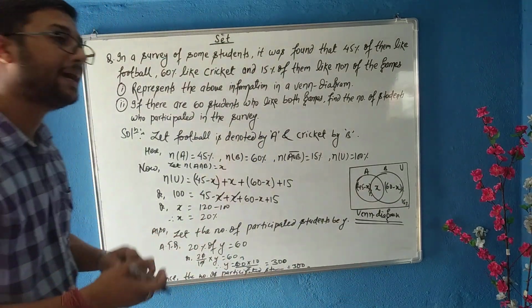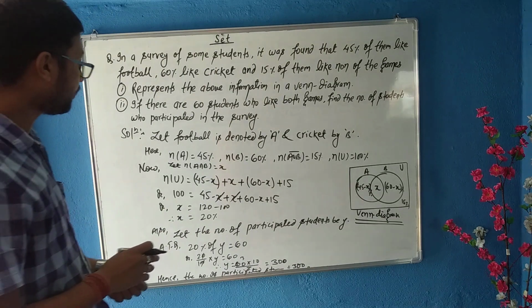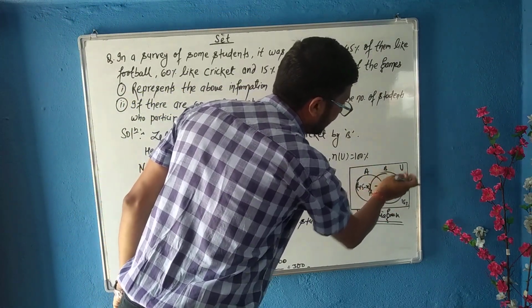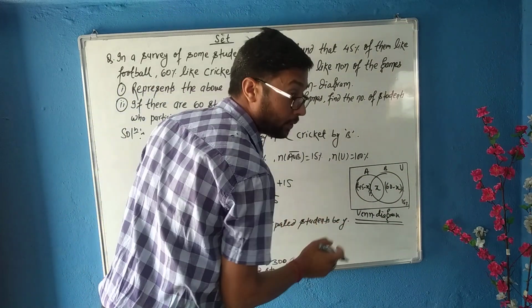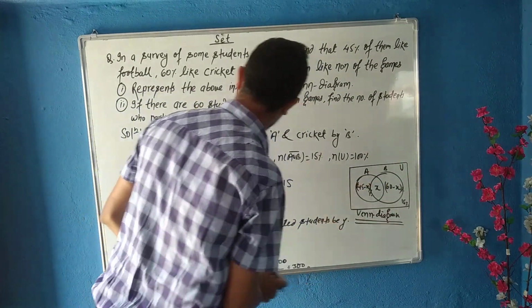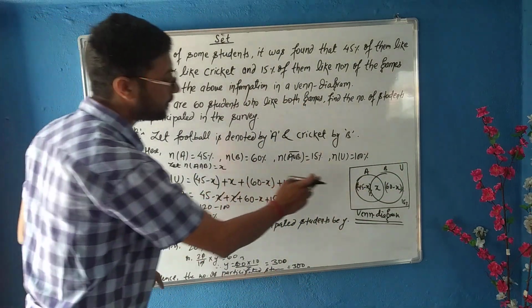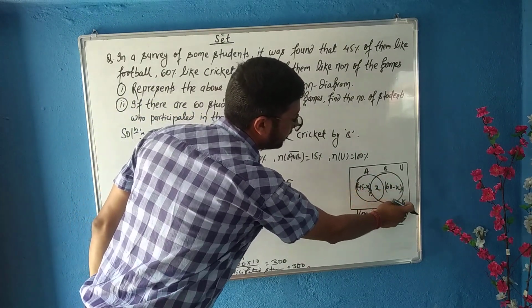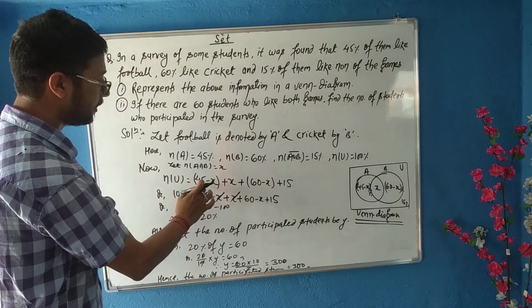Complement we put outside. Now according to the Venn diagram, this total should be the universal set, meaning it should be 100%. यो total चाहिँ 100% हुन्छ. When we add all of these, we also get 100. So this plus this plus this plus this, we have added here.